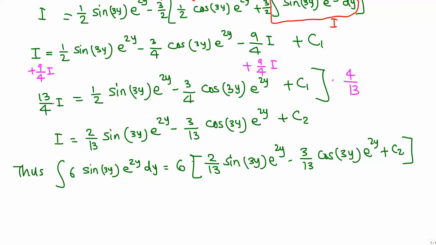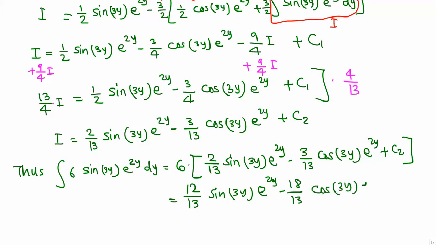We can distribute this 6. Then write down the final answer: 6 times 2/13 is 12/13 sine 3y e^2y, minus 6 times 3 is 18/13 cosine 3y e^2y, plus 6 c2, and we can say that's a new constant c. Final.